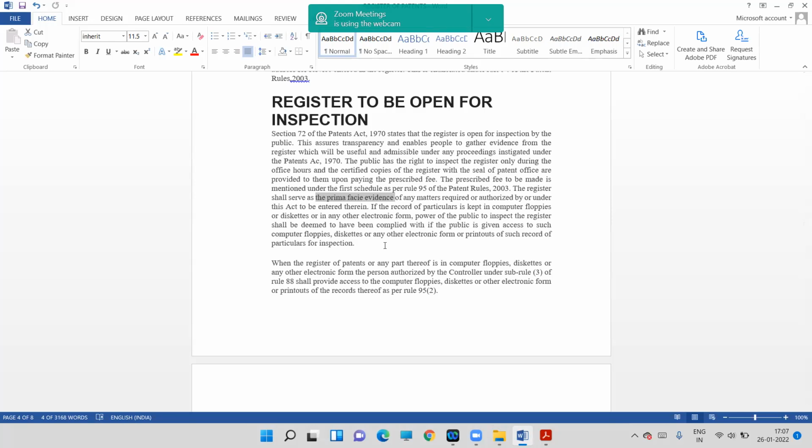Ma'am, could you please repeat the first question? First question. Okay, this one. So you have to see in this paragraph what the clue is given: if the record of a particular is kept in computer floppies or diskettes or in any other electronic form. So it is not only on the e-register, the data is also secured in computer floppies or diskettes or any other electronic form.